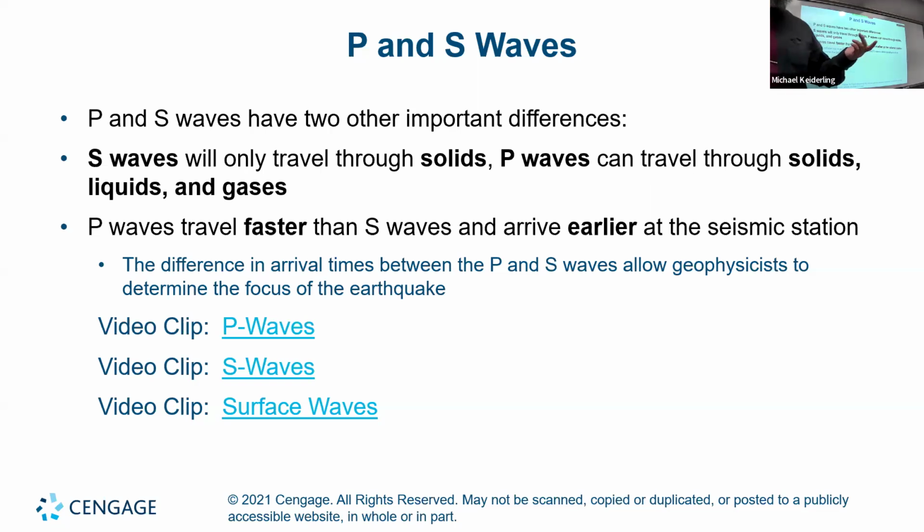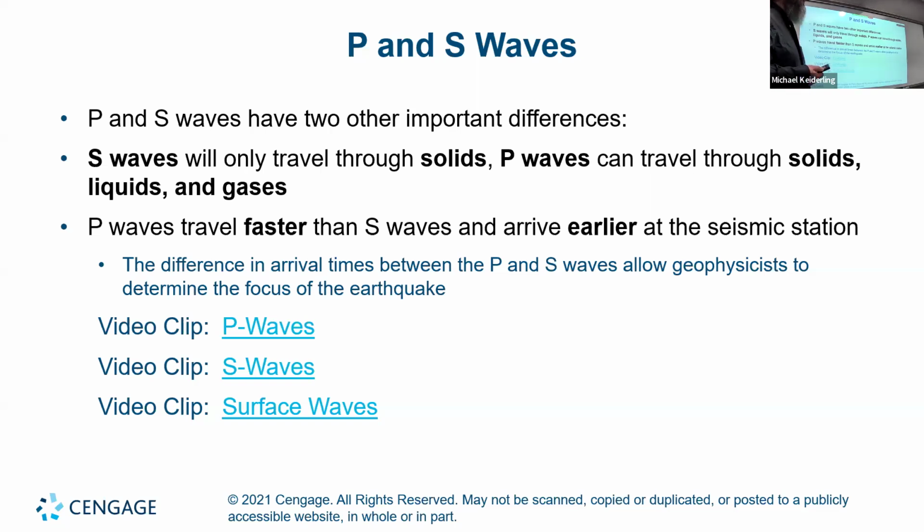And this is actually really useful because it turns out by measuring the difference in time between the P wave arriving and the S wave arriving, you can figure out how far away the earthquake was. And if you do that in a few places, you can figure out where the earthquake started. And so that allows you to determine the focus of the earthquake, the point where the earthquake started.